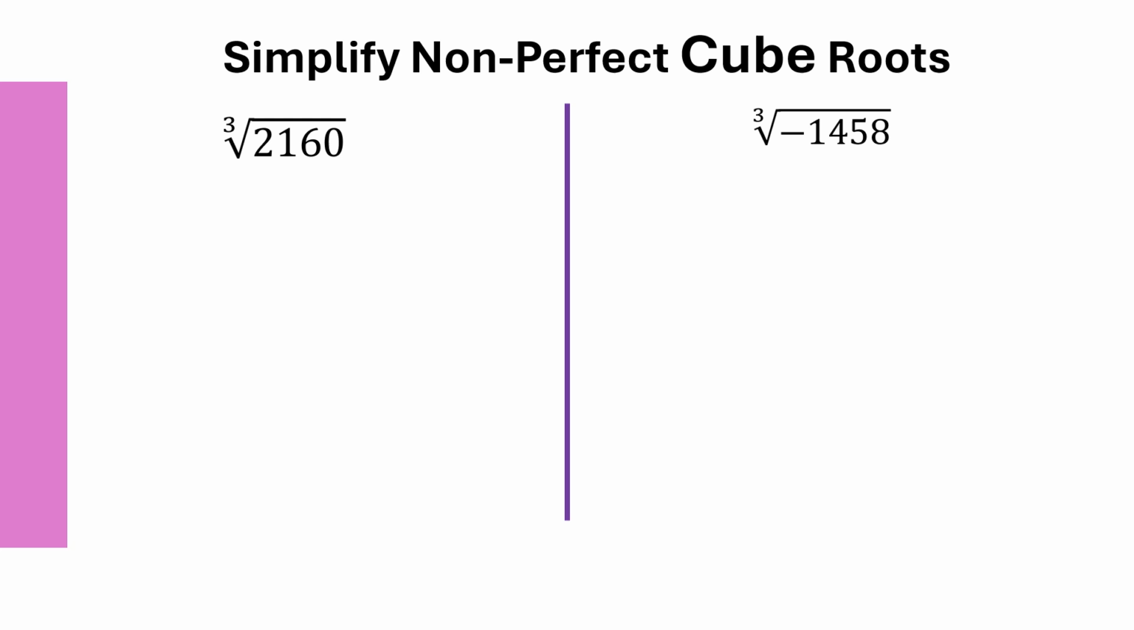To simplify these two non-perfect cube roots, you can't just type them in your calculator because it's going to give you a decimal. So how do we actually break it down? We'll use some of the perfect cube roots that we know. And how do we find those numbers?